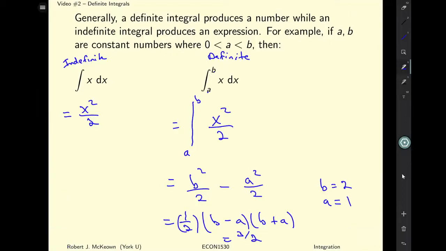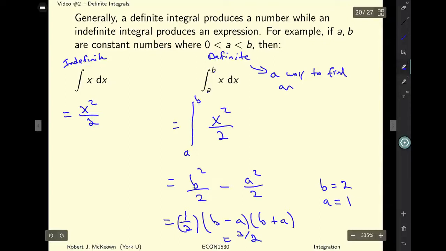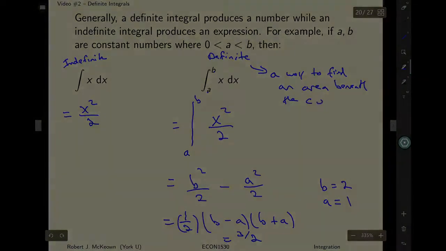And so there's the difference between the indefinite integral and the definite integral. Definite integrals are the subject of our next topic. Among other things, they are a way to find an area beneath the curve. And so let's talk about that next.